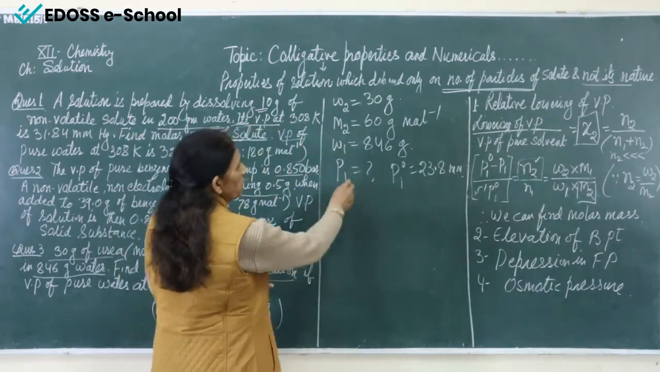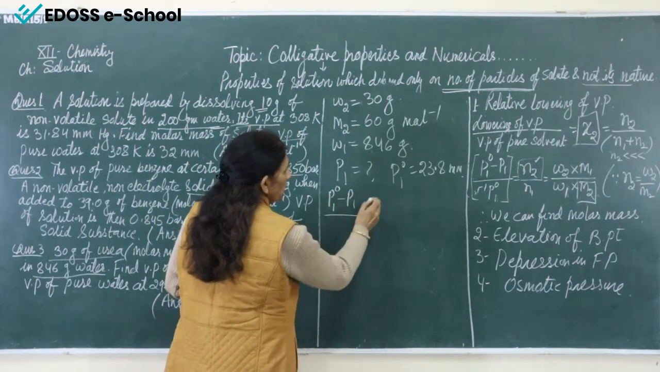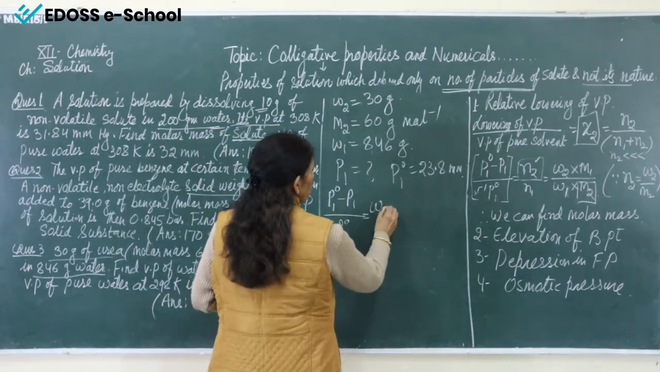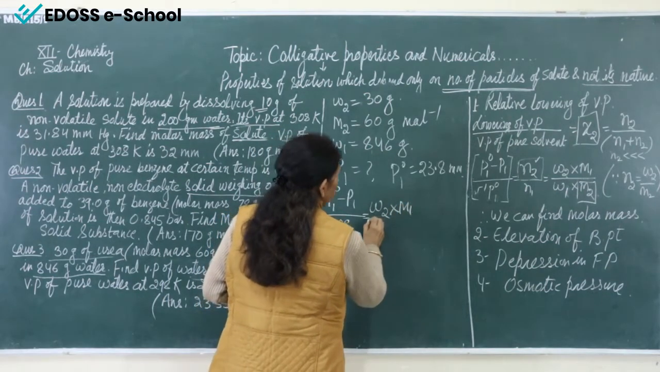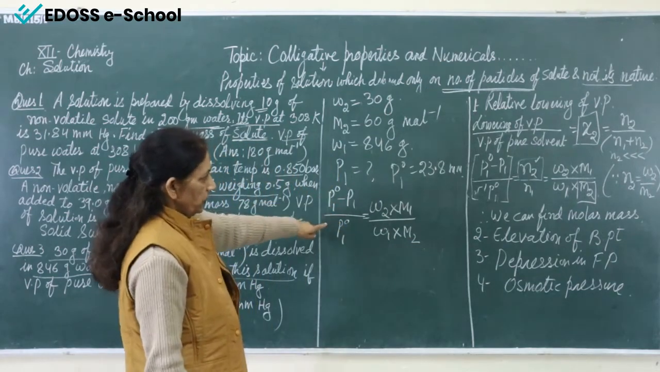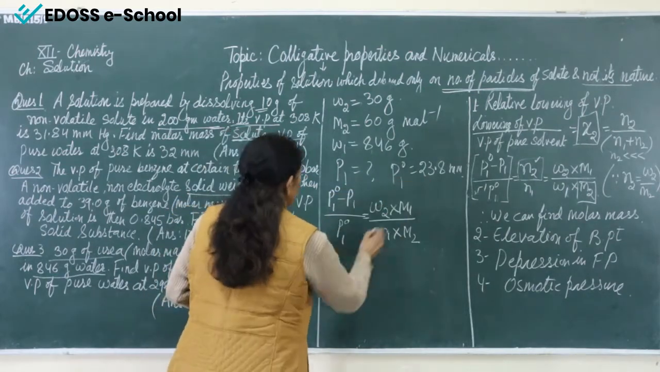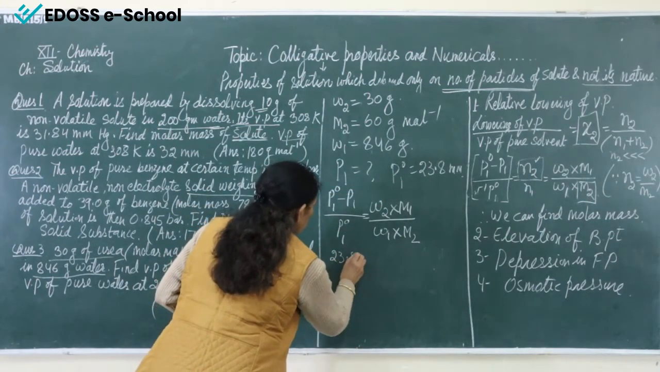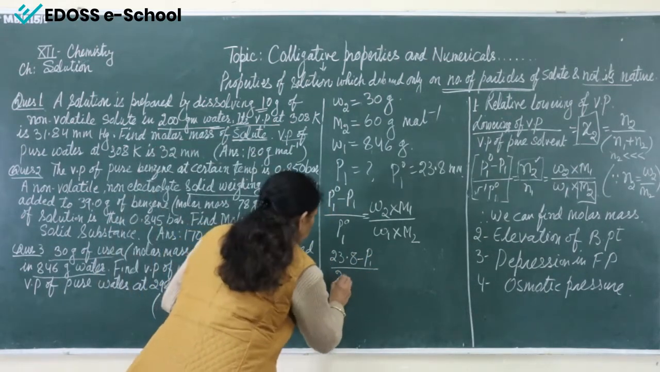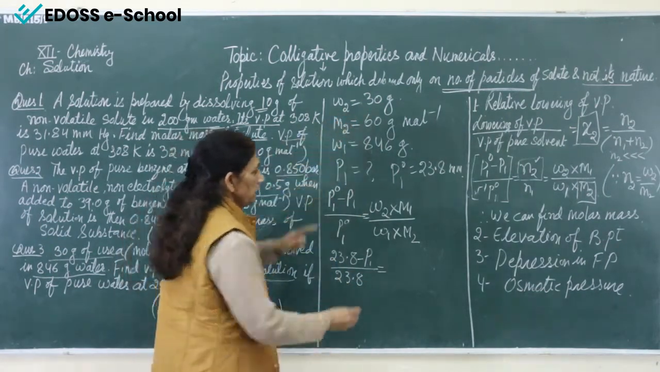Again, same way we will put this formula here: P1 naught minus P1 upon P1 naught is equal to W2 into M1 upon W1 into M2. We will put the values here. P1 naught is already given to you, 23.8. So we will write here 23.8 minus P1, and then this is the same value 23.8. Now W2 is given as 30, so we will write here 30.